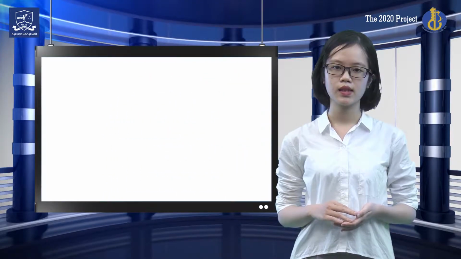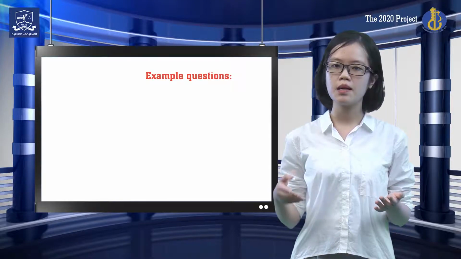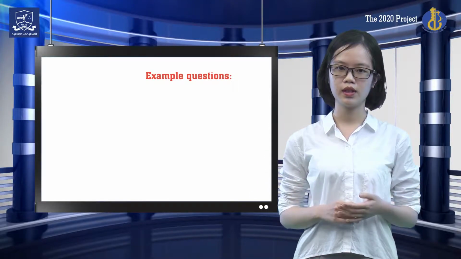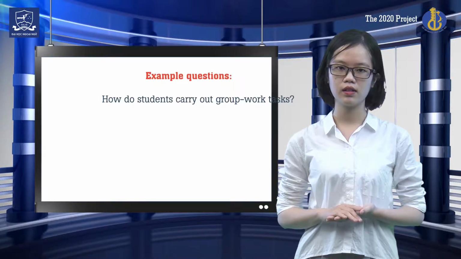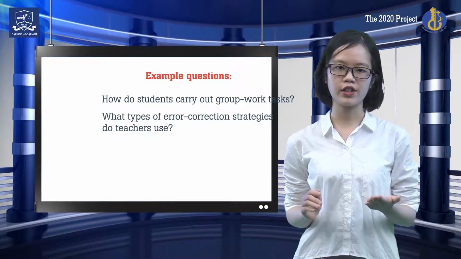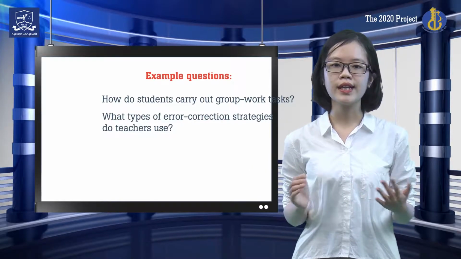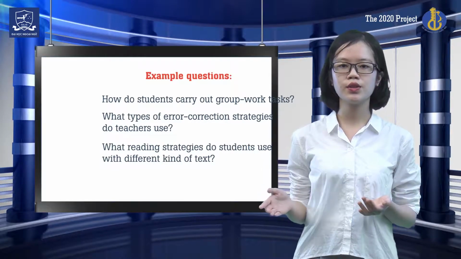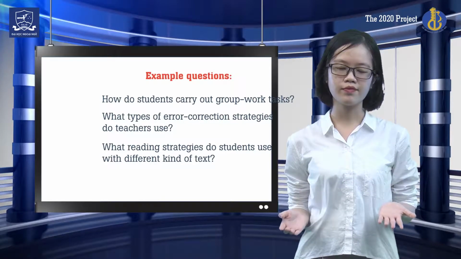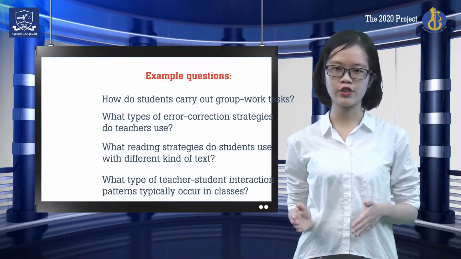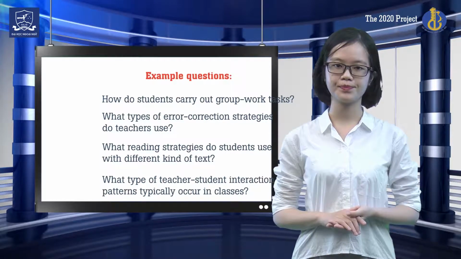Example questions for eliminative evaluation may be as follows. How do students carry out group work tasks? What types of error correction strategies do teachers use? What reading strategies do students use with different kinds of text? What type of teacher-student interaction patterns typically occur in classes?